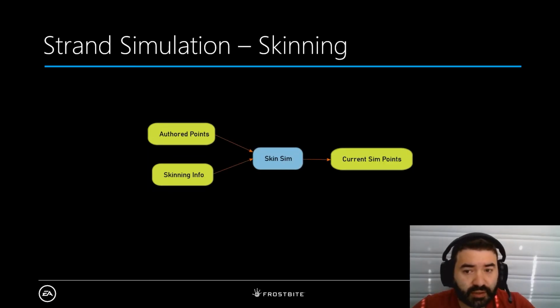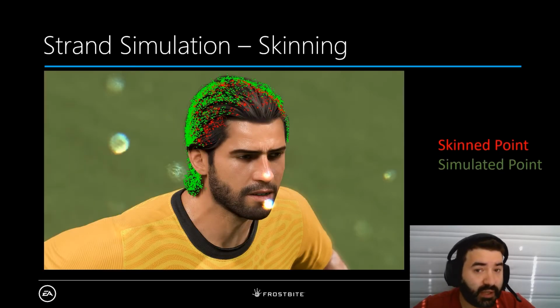The first part of the simulation is the skinning shader. Here, we'll perform a classic skinning operation on the first segment of each simulated strand. Usually, the strands are skinned to the head joint. We find that skinning the first segment, and not just the first point, is very useful to help the simulation maintain the authored shape. In the picture behind me, you can see a debug rendering of a head of hair where the points of the first segment have been colored in red, and the rest of the points, the simulated points, are colored in green.